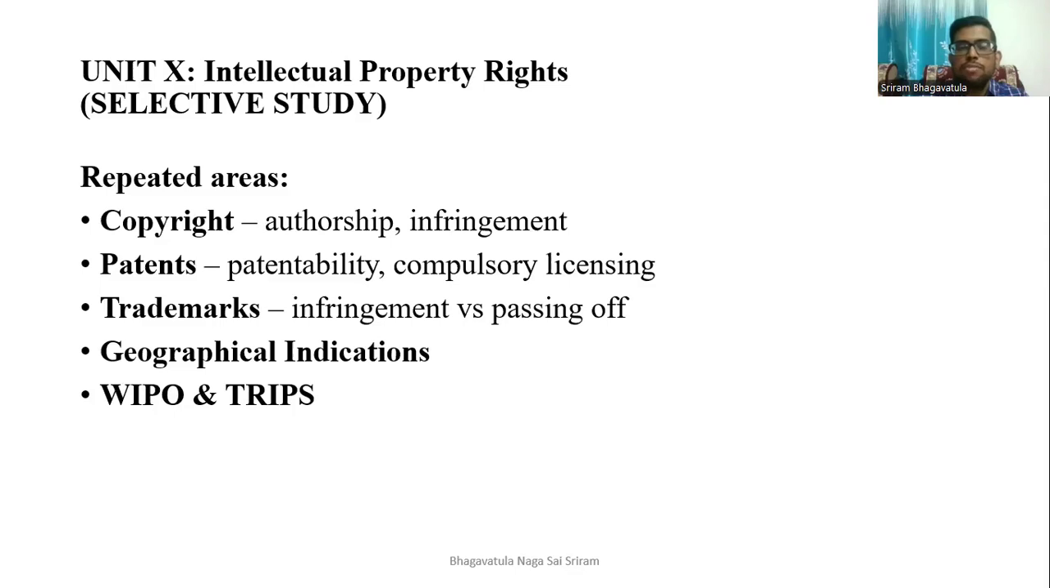Next comes WIPO and TRIPS, that means the World Intellectual Property Organization and the TRIPS agreement. What is the agreement, what is the UN Model Law related to that, and what are the different things there? All of these are very important when it comes to intellectual property rights. You need to mostly focus on trademarks, copyrights, and patents. That will give you a good scope for scoring well in your examination.